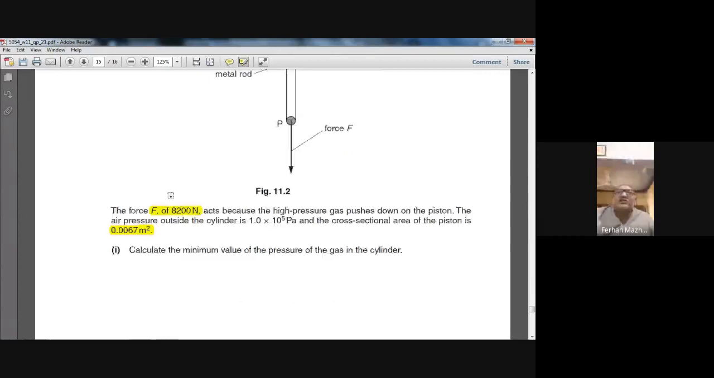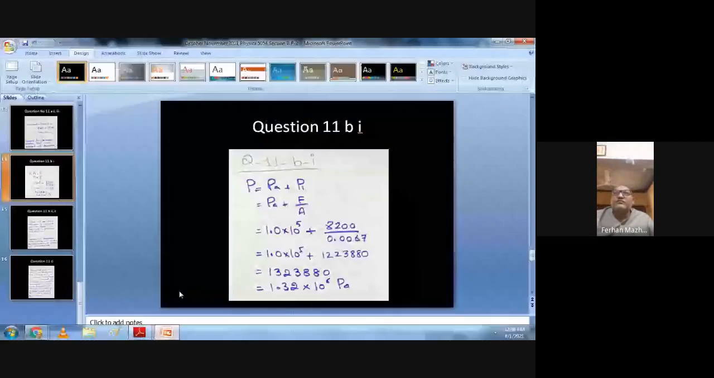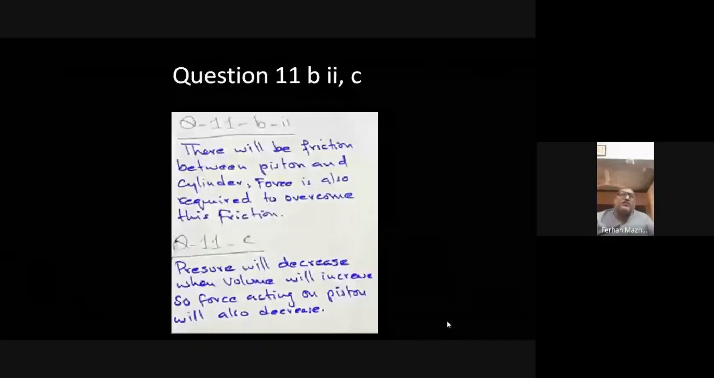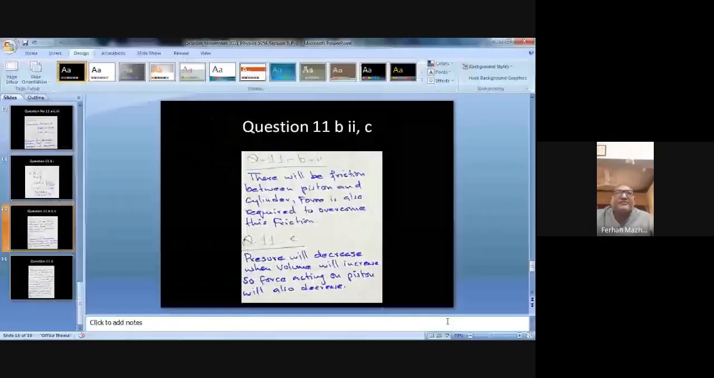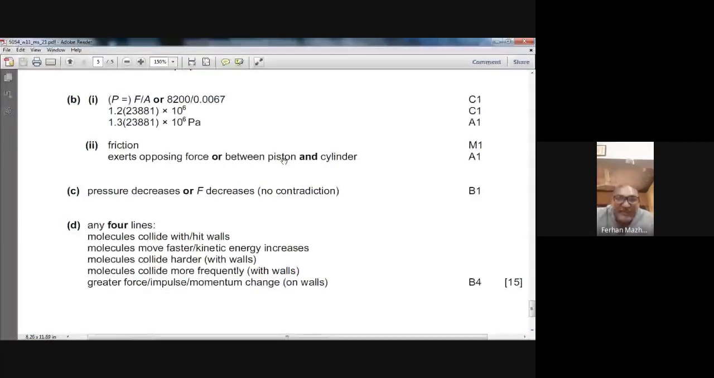So it's a 2 mark question. Let me show you my answer. I have written this answer. There will be friction between piston and cylinder. Force is also required to overcome this friction. So the pressure inside the cylinder has to be greater than the value we just calculated, because it has to overcome the friction between the cylinder and the piston. Let me check the marking scheme. It's a friction exerting opposing force between piston and the cylinder. So we have to overcome the friction between the piston and the cylinder. That's the answer.